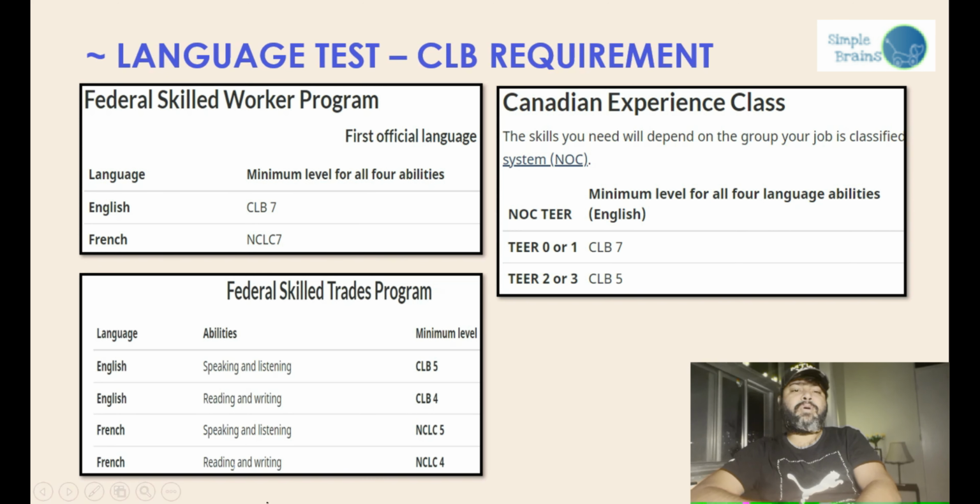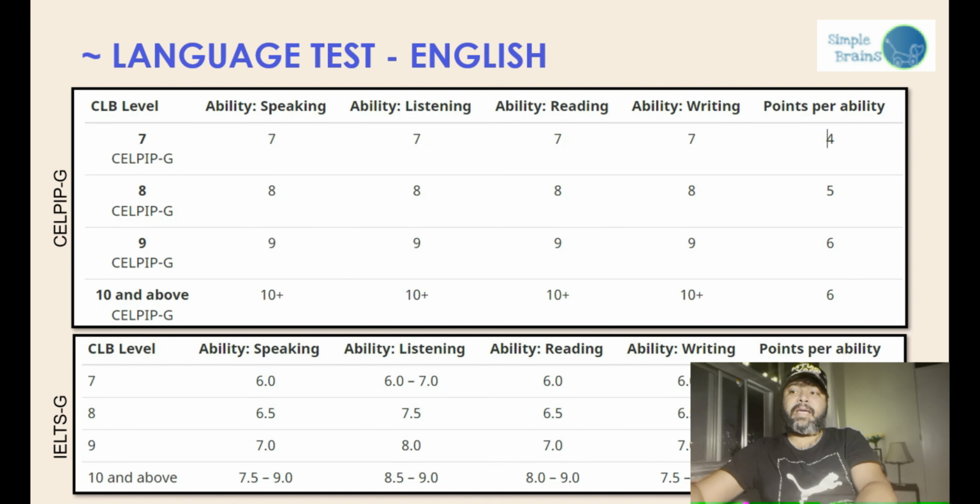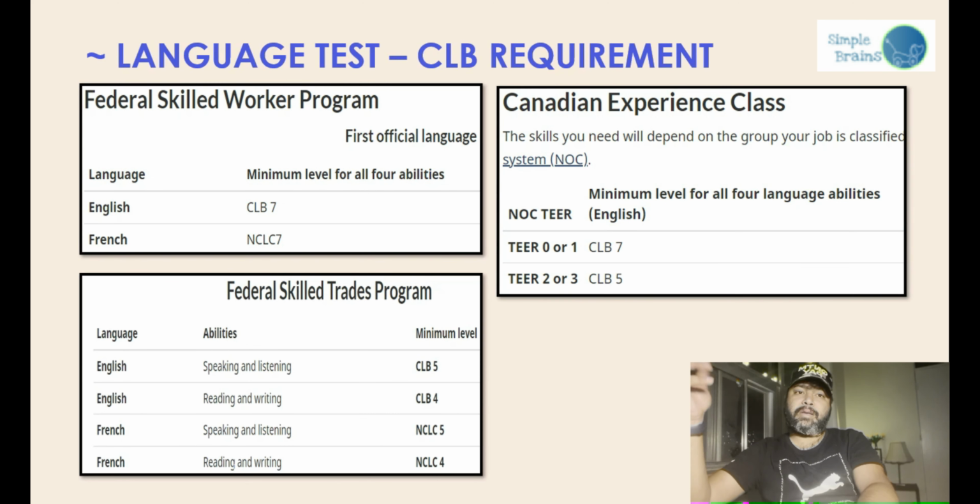So you see that if you come as FSW or federal skilled worker, this is mostly for people who have experience in a foreign country and they came here directly. In that case, their English should be CLB 7. So CELPIP again 7, you can see in the previous slide, and also IELTS at 7, right? Whatever the speaking, listening, reading, writing, whatever is required for 7, you have to get that. As simple as that.